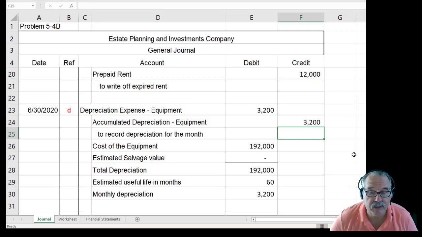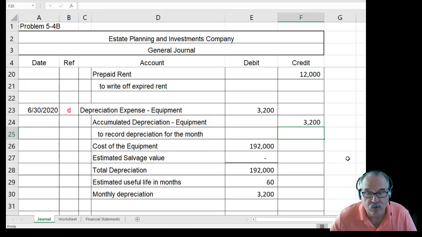Accumulated depreciation equipment is an asset account, but it's a contra asset account. It's a negative asset account. It is married together with the equipment account. We have to have 2 accounts when we're talking about a long-term asset like this. We have the cost of the equipment and we have the accumulated depreciation.